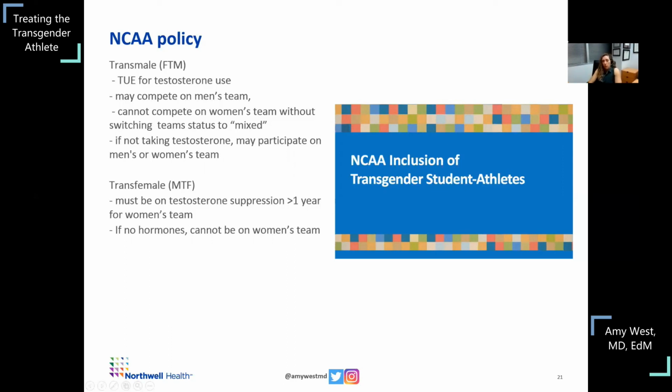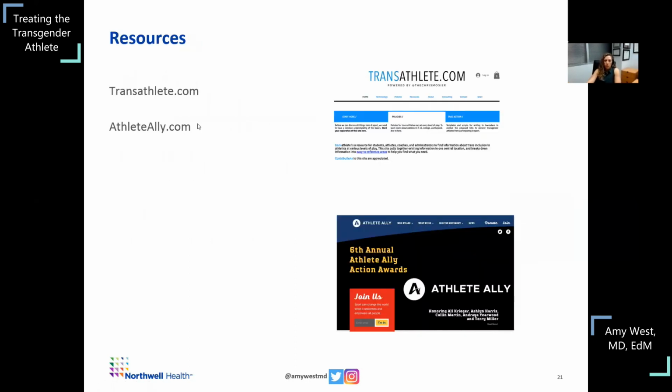For trans females, they must be on testosterone suppression for a year or more to compete on a women's team. If they are not on any kind of hormonal treatment, then they cannot be on a women's team currently. So here are some resources, transathlete.com, athleteally.com, if you have any questions about policy or rules or how schools can get involved. These are good resources.